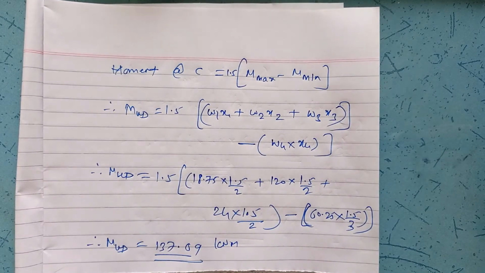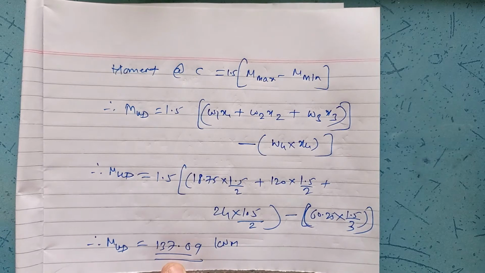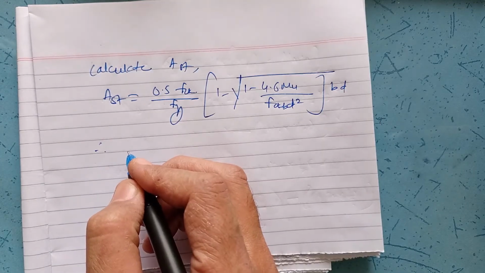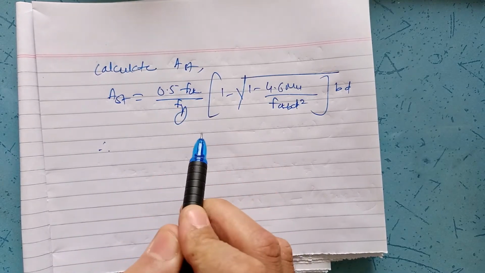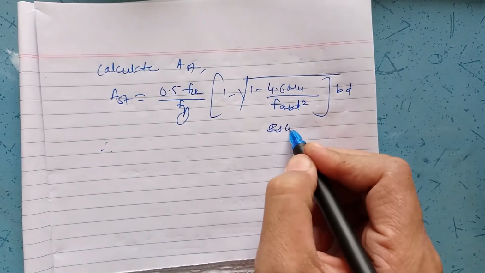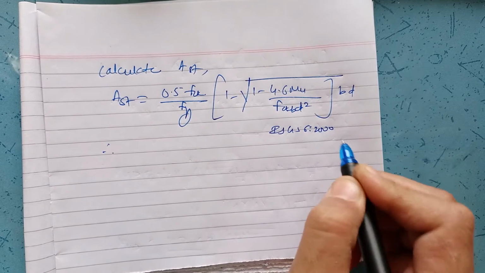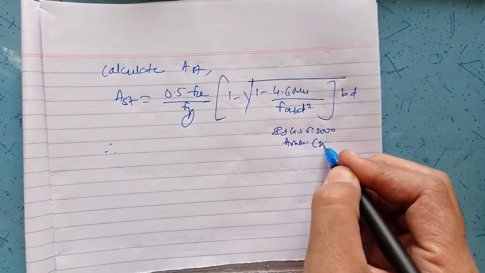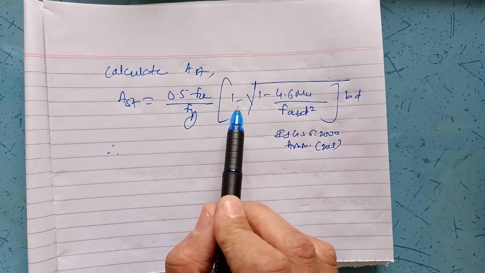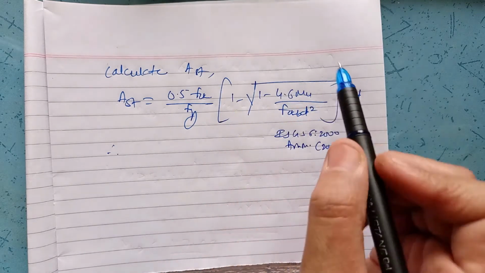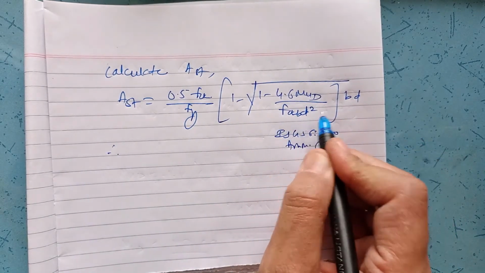Now you might be willing to calculate the steel required, moment is a must, and hence this will be the net moment acting on the heel slab about the point C, that is the fixed end. Now you might be knowing this formula, you have gone through this. Ast will be calculated by the formula by referring to IS 456 2000 amendment 2013: 0.5 fck divided by fy into bracket 1 minus under root 1 minus 4.6 Mu divided by fck bd square into bd.